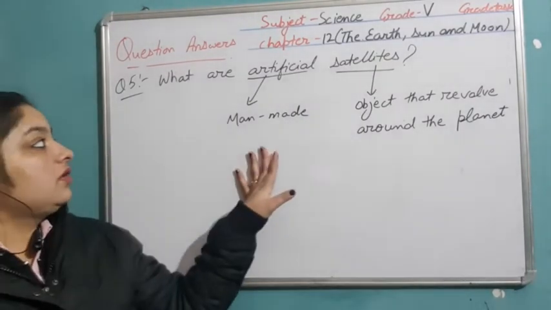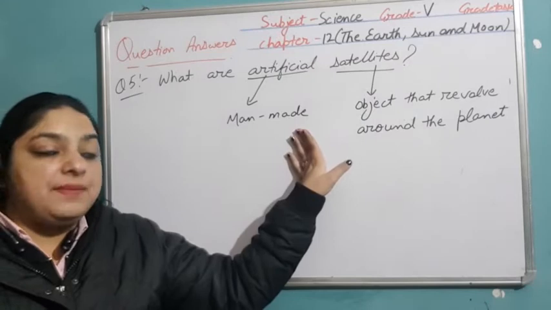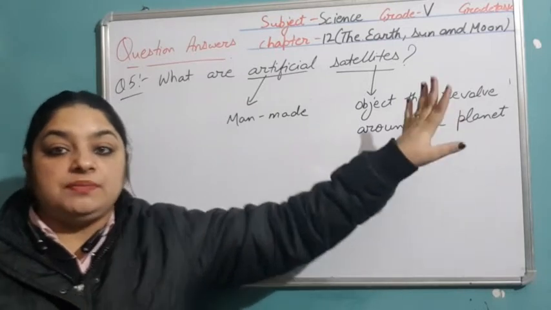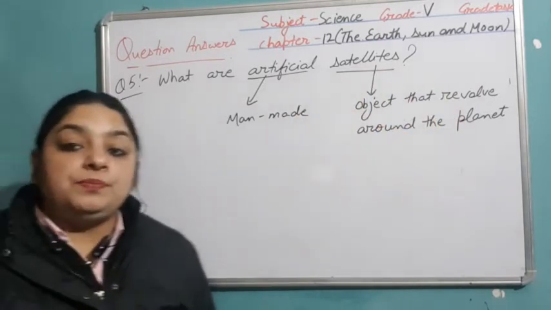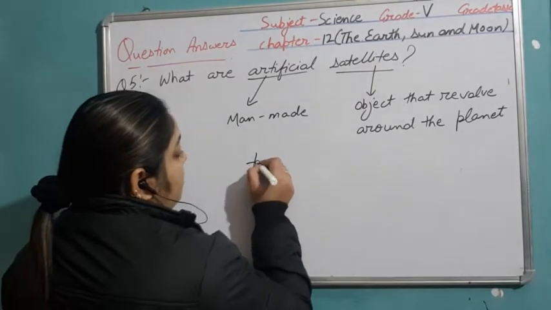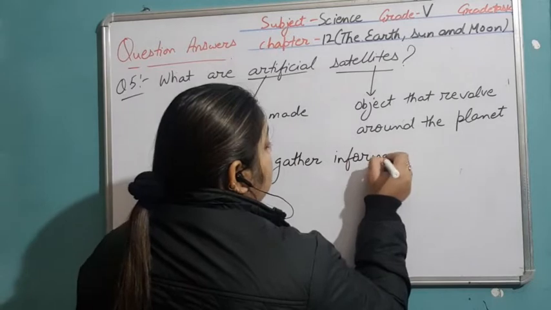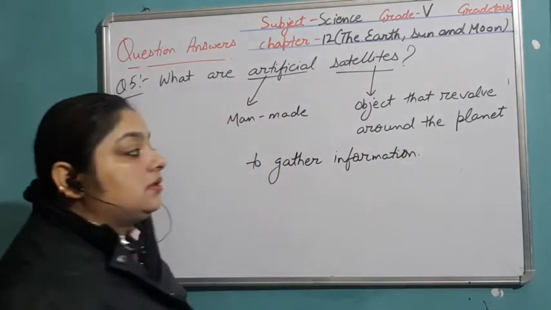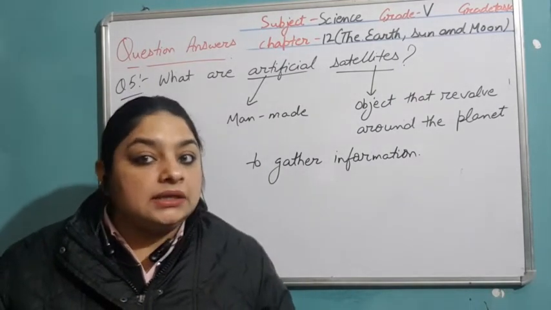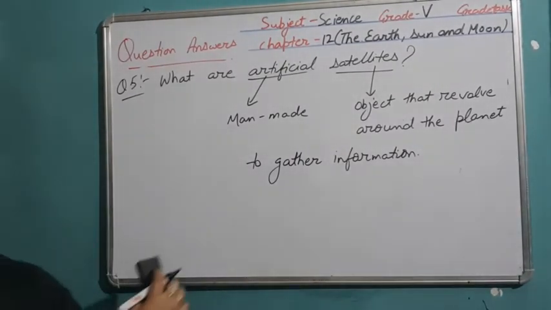Now, what are artificial satellites? Combine these two definitions. Objects which are made by man and which revolve around the planets, around the earth, we call them artificial satellites. Now, what is the purpose? Why are these made? These are sent into space to gather information, to capture images, to capture other information about the planet, even to gather information for transmission of signals. Also we use them for weather forecasting. There are so many areas in which these satellites are being used.